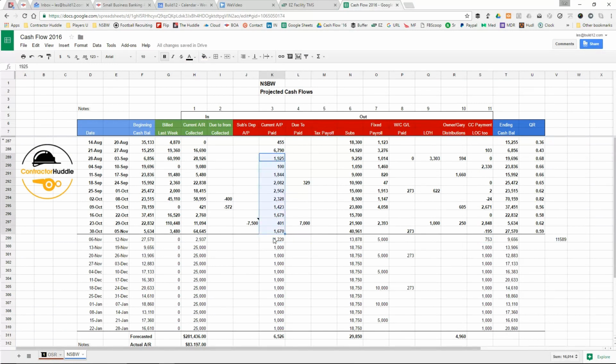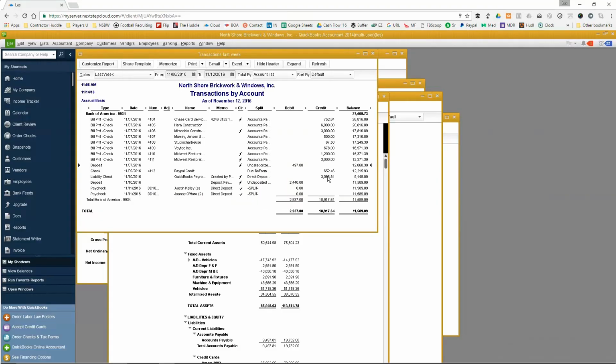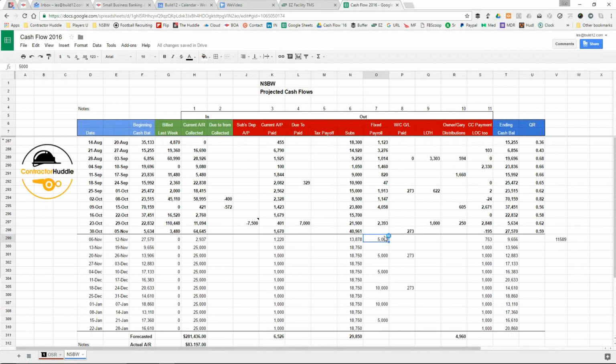So fixed costs right here. So this is rent. You could do car payments over here. You could customize these to what you want broken out. I want my subs broken out. I want my payroll broken out. I want my work comp and general liability, any extra cash I take out of the business, credit card payments. You get the gist. So for here, I'm going to now put payroll of last week, which was $3,067. I'm going to plug that in here.